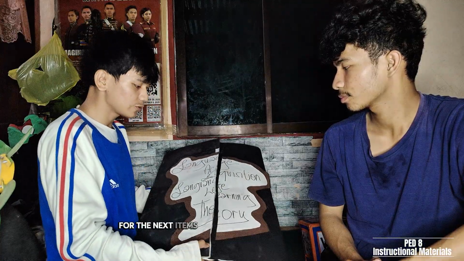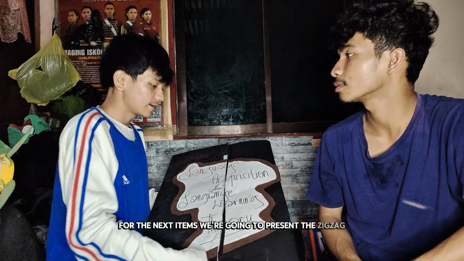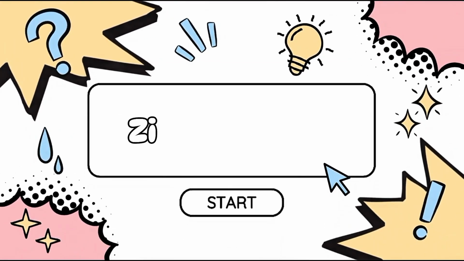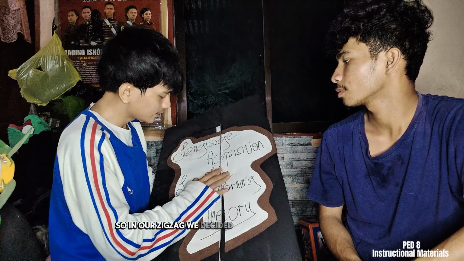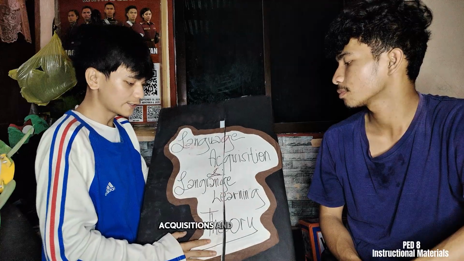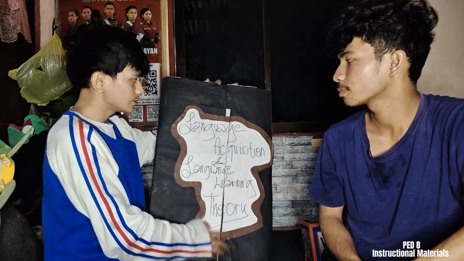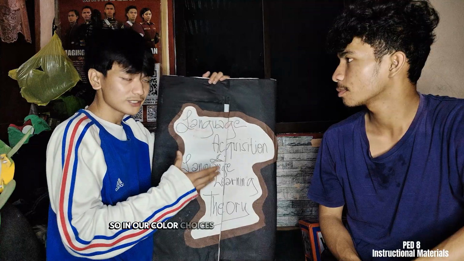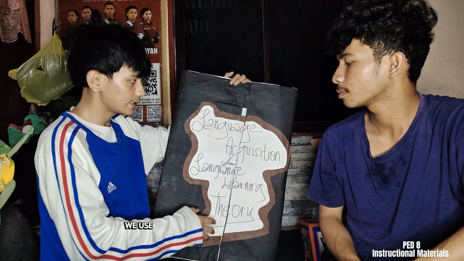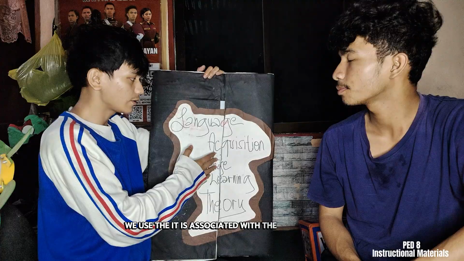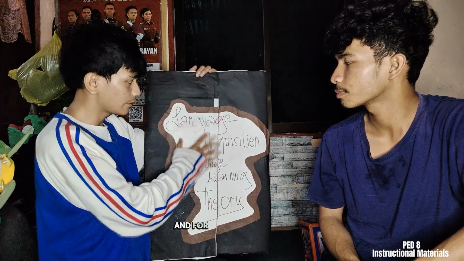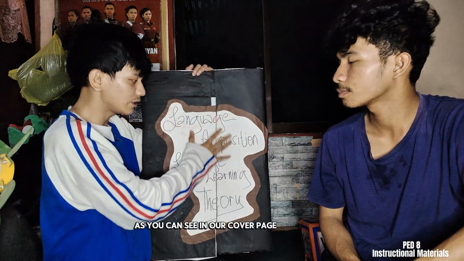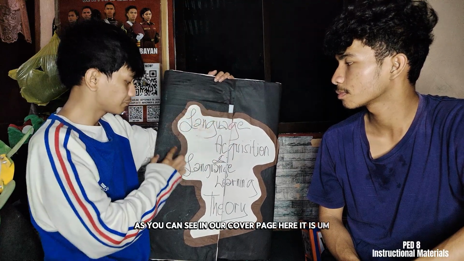Okay, for the next IMs, we're going to present the zigzag. In our zigzag, we decided to use the topic language acquisition and learning theory. In our color combination choices, it is associated with the color theory, which is the achromatic color theory.